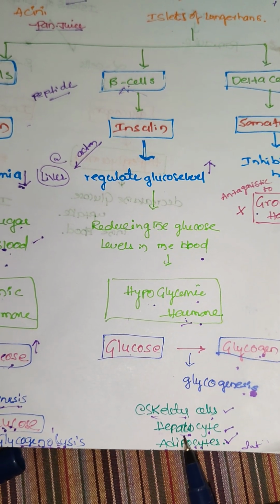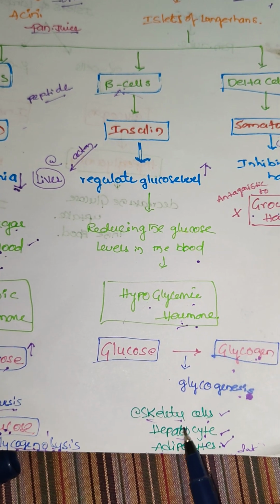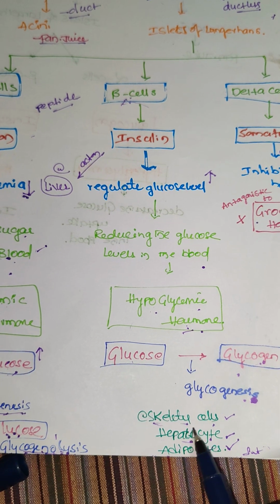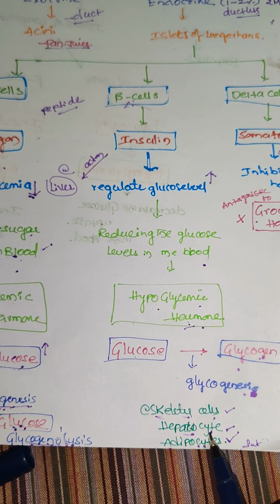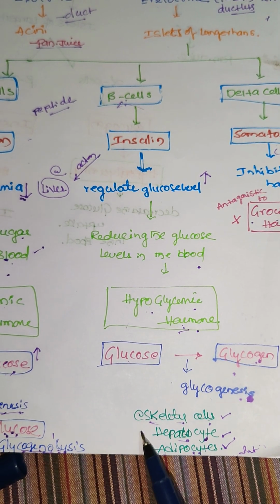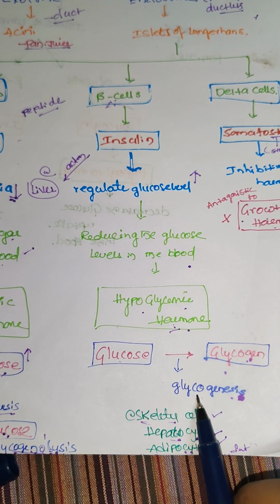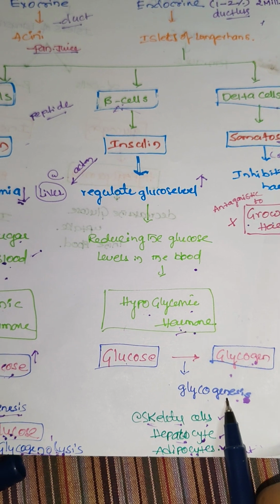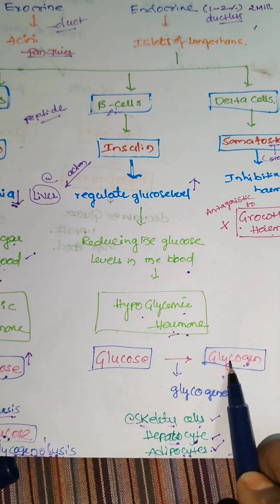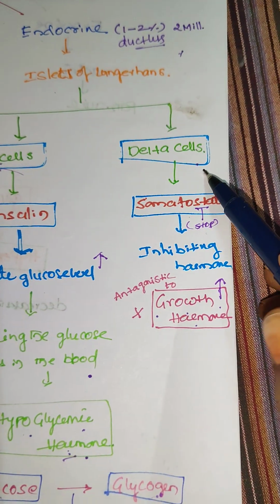The study of the liver is hepatology, so the term hepato indicates liver. It is stored in the skeletal cells, hepatocytes, and adipocytes. That is why, to reduce the uptake of glucose, the glycogenesis process occurs with the help of insulin. Glucose converts into glycogen. Then delta cells.